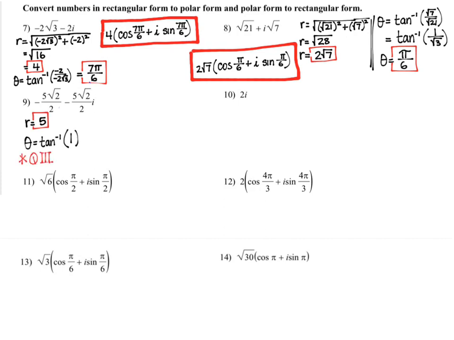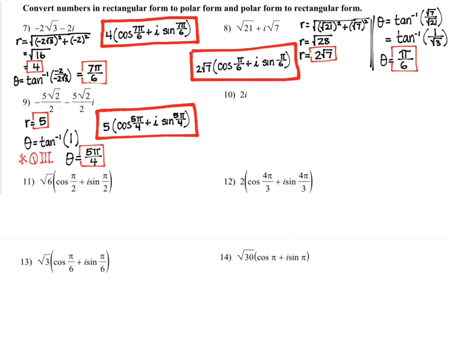Theta, it's in quadrant 3, and it's 1, so it's one of our pi over 4s, and in quadrant 3, it would be 5 pi over 4. So there we have our angle, and so we write our complex number out in polar form.